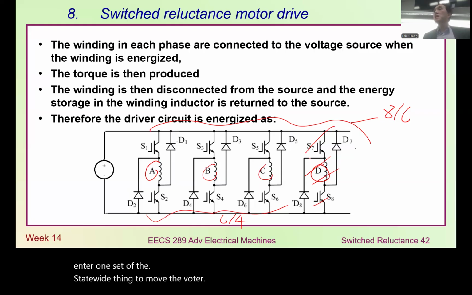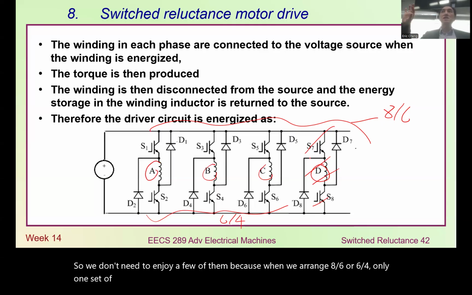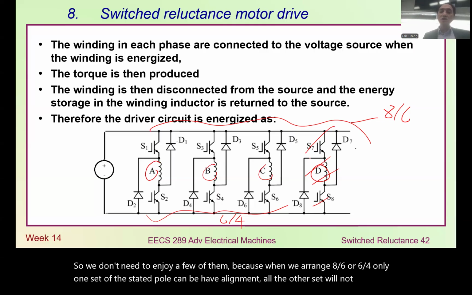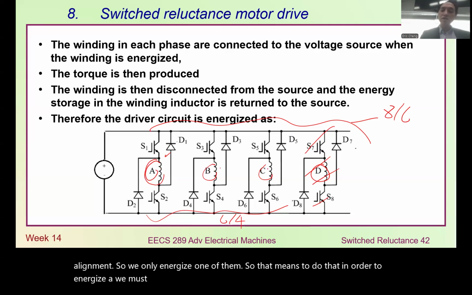So we don't need to energize a few of them, because when we arrange for example 6-4, only one set of the stator pole can have alignment. All the other sets will not have alignment. So we only energize one of them. That means in order to energize A, we must turn off B, C, and D. How to turn it off exactly?